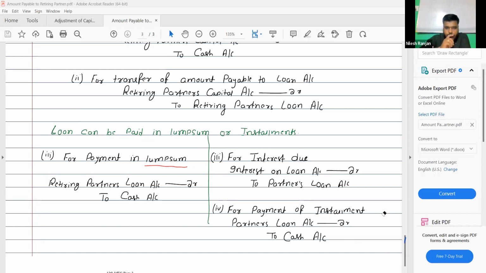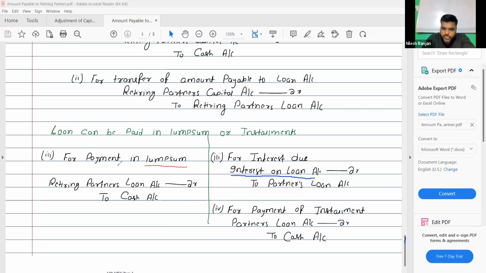Actually, interest on loan is expense for the firm, income for the partner, but expense for the firm. So can you repeat? Interest on partner's loan is expense for the firm. If you see here, interest on loan, because loan is given by partner to the firm. So interest will be paid by firm to partner.